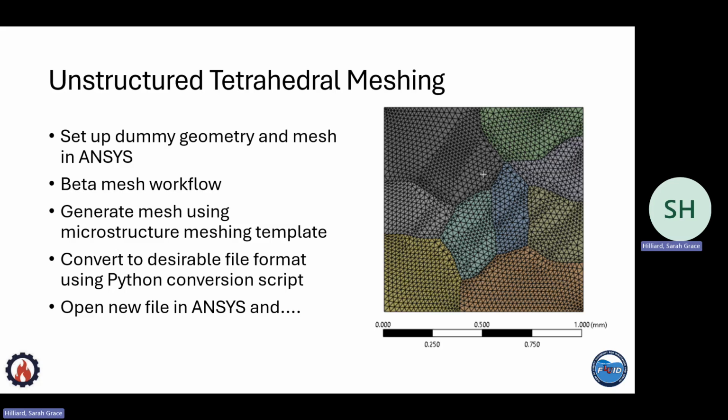After we opened this file in ANSYS, we found this lovely, successful unstructured tetrahedral mesh with 15,200 linear elements. It's a 1 millimeter by 1 millimeter plate that's about 0.02 millimeters in depth. You can see a lot of different colors on that mesh. Each color represents 1 grain of the material. So there are 9 grains in our 1 millimeter by 1 millimeter plate of aluminum 2024 T3.